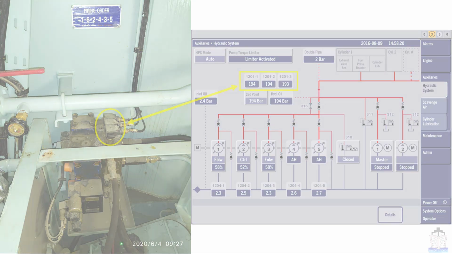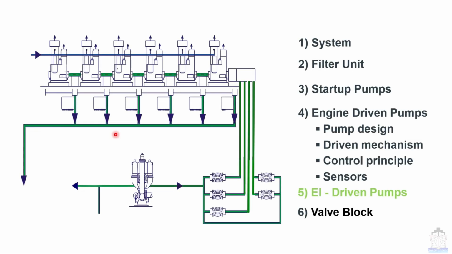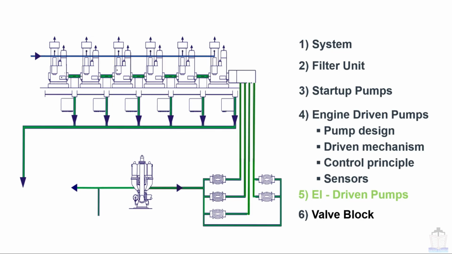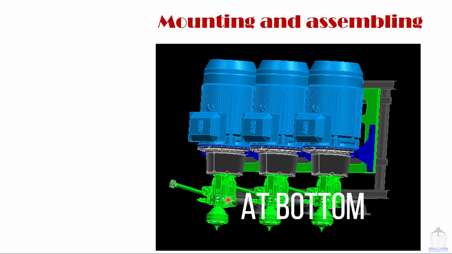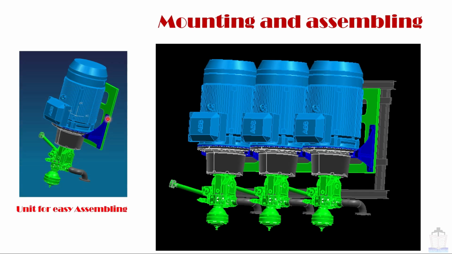Now moving next, we are going to talk about the next topic, that is electrical driven pumps. First we are going to see about the mounting and assembly. Regarding mounting, these electrical driven HPS pumps have vertical orientation, as you can see in this picture. Motor on top and pump situated at the bottom. These are also designed for easy assembling.